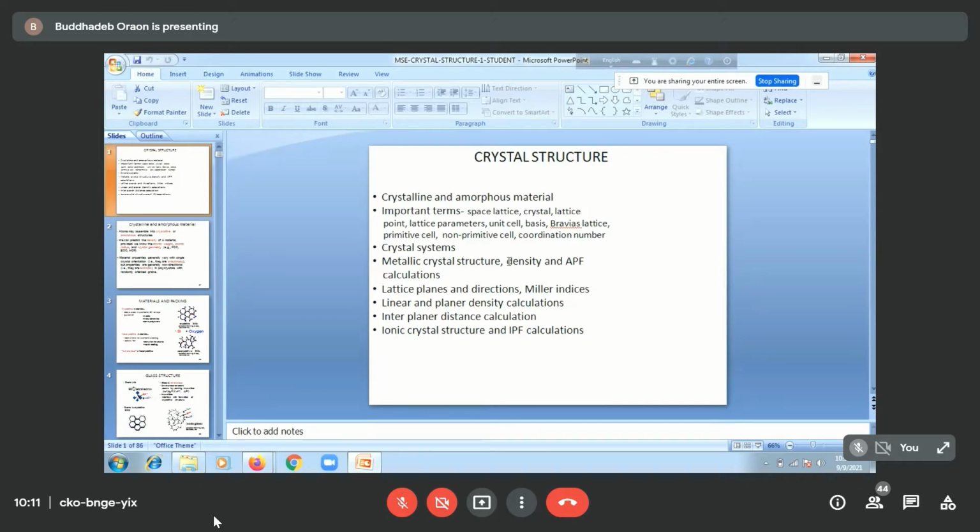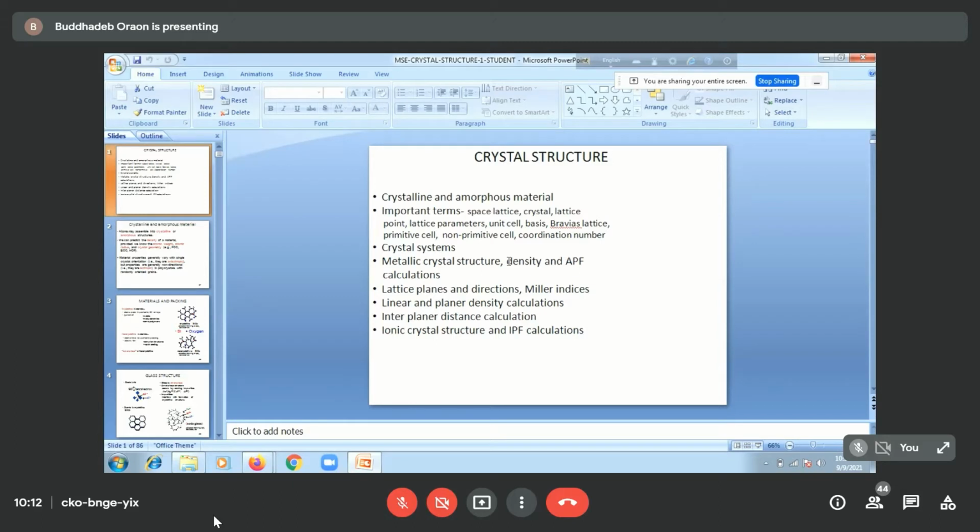In the crystal structure, some of the points that you have probably studied are crystal systems, density calculations, and packing factor calculations. But points like lattice plane directions, Miller indices, linear and planar densities, and interplanar distance calculations, you might have done in detail for some basic structures like simple cubic, body centered, and face centered. We'll be seeing other structures also, like HCP, in detail.